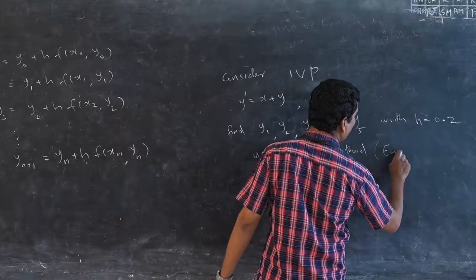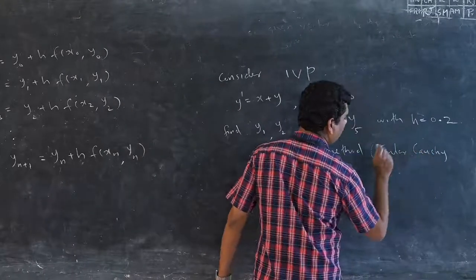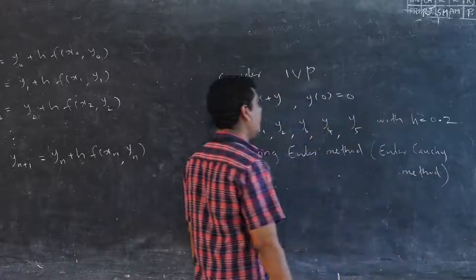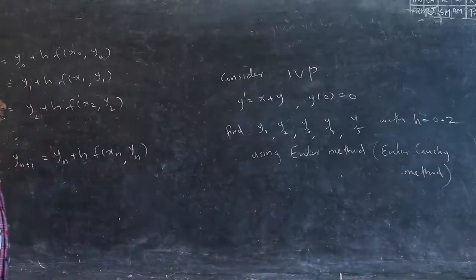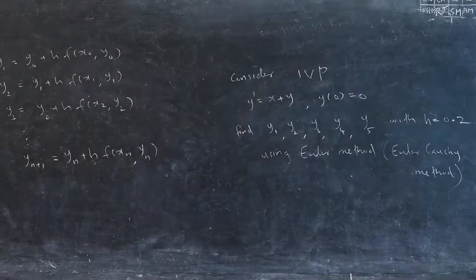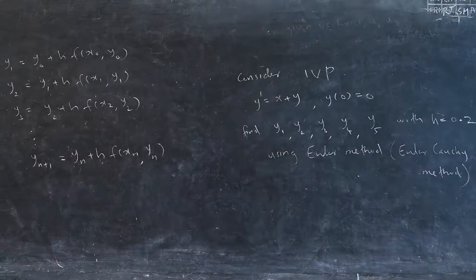Euler method is also called Euler Cauchy method. Find the values of y1, y2, y3, y4.